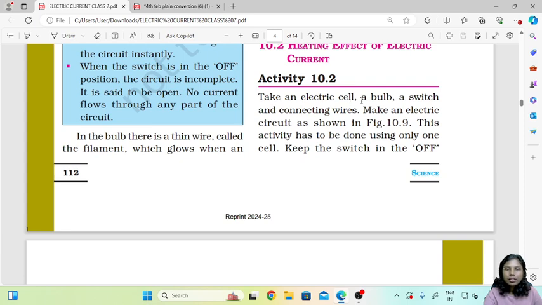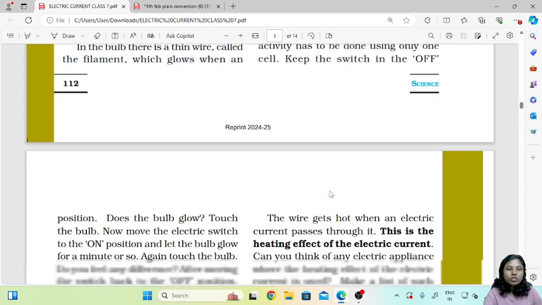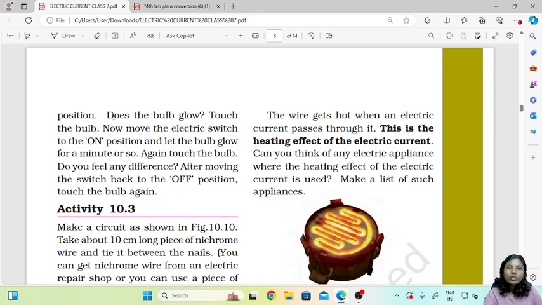Take an electric cell, a bulb, a switch and connecting wires. Make an electric circuit. This activity has to be done using only one cell. Keep the switch in the off position. When the switch is off, does the bulb glow? No. Touch the bulb. The bulb will be cool.